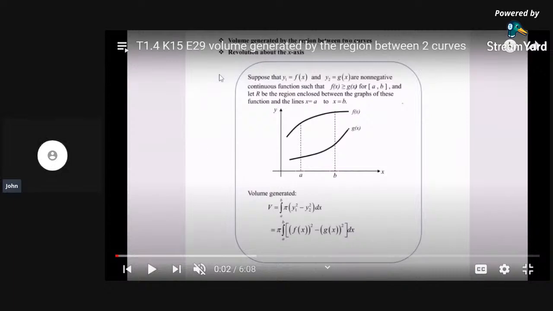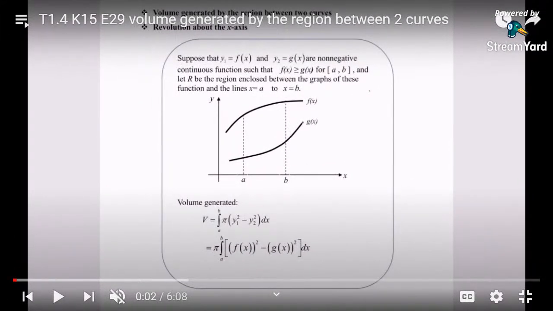So, here we are. Volume generated by the region between the two curves. Okay, so now we have two curves. Suppose that f(x) and g(x) are non-negative continuous functions. So maksudnya dia tidak akan terputus. And function f(x) berada di atas, okay, daripada g(x).